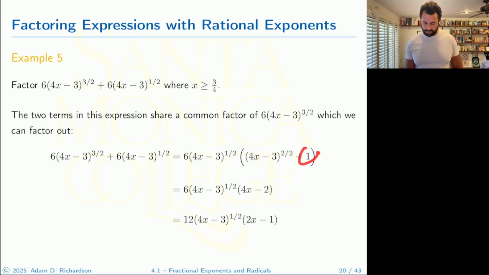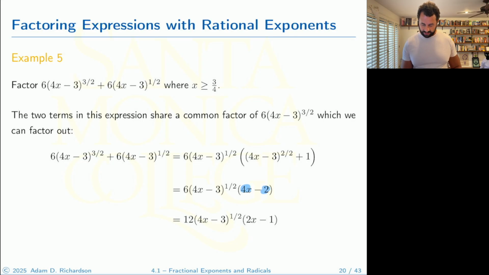Well, anything to the 0 is 1. So that's it. You're left with just 1. Again, 2 over 2 is equal to 1. So we can simplify that. And then here in the parentheses, I'm left with 4x minus 2, right? Because I had a negative 3 plus 1 is minus 2. Now what I notice is that I can actually factor out a little bit more. Now that I've gone through this simplification, look, those two terms have a common factor of 2.